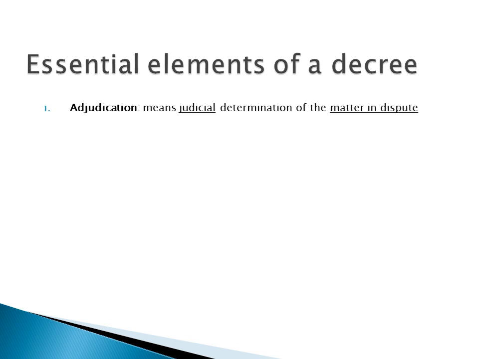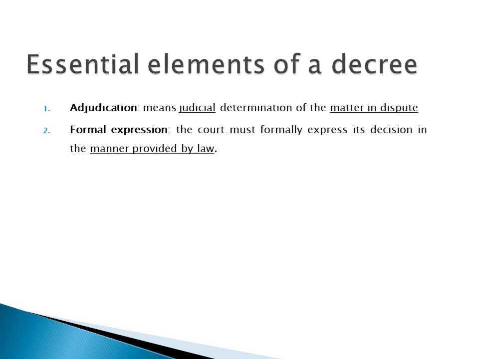Next essential element of a decree is formal expression. There must be a formal expression of such adjudication. In simple terms, to be a decree, the court must formally express its decision in the manner provided by law. So a mere comment of the judge cannot be a decree. The decree follows the judgment and must be drawn up separately.